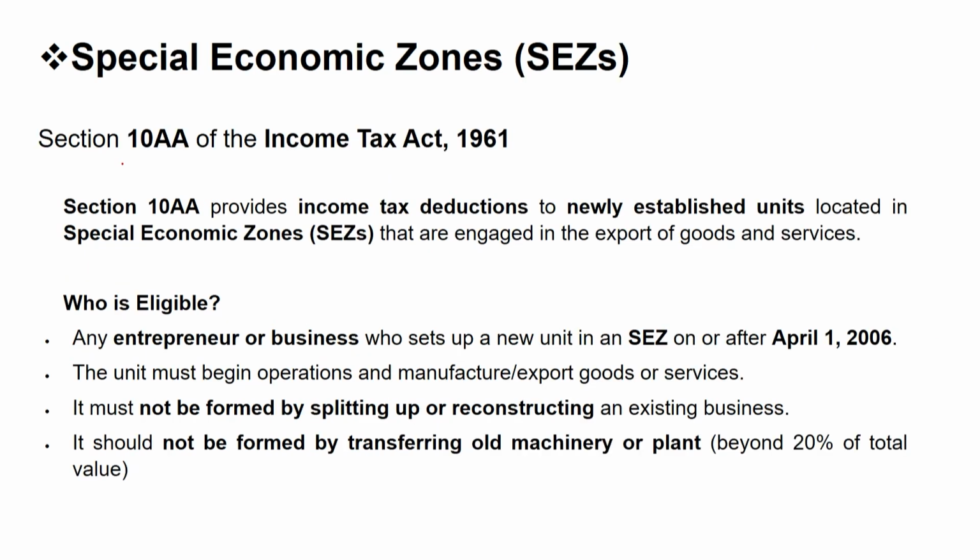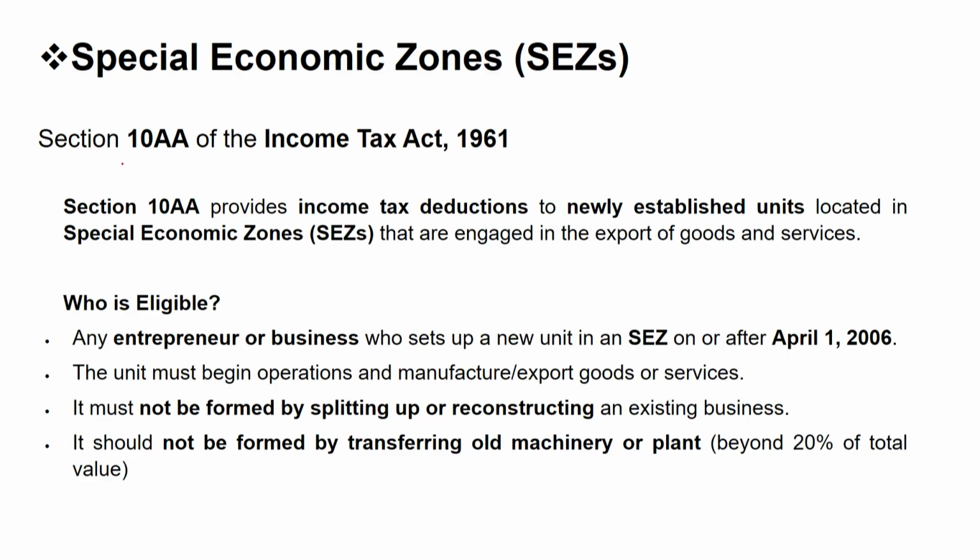Now, the next list of the exempted income is the special economic zones. In these special economic zones also certain kind of exemptions in the calculation of total taxable income is allowed to the entrepreneurs and the corporates. So let us understand what is the meaning of the special economic zones and what different kind of benefits an assessee may receive under this rule.